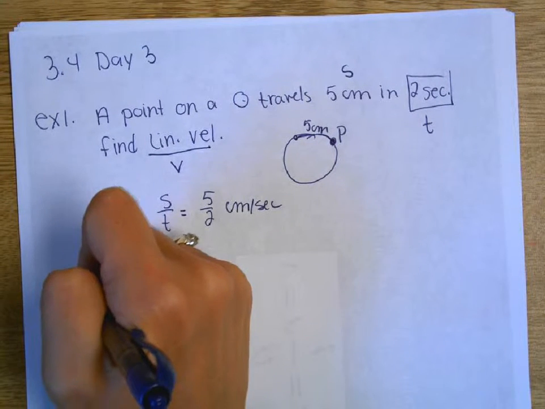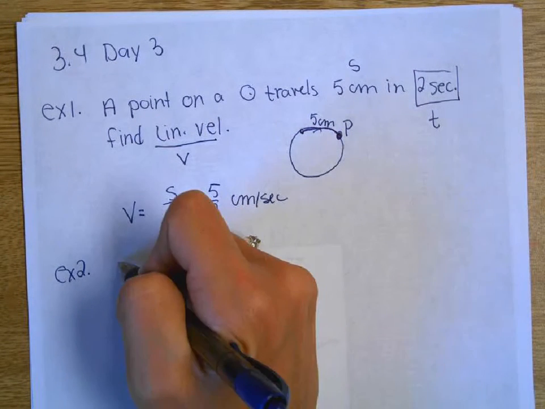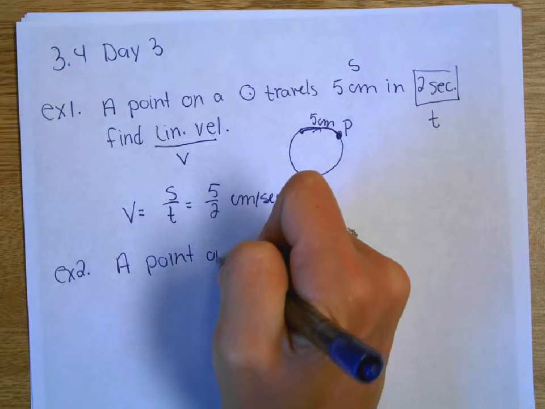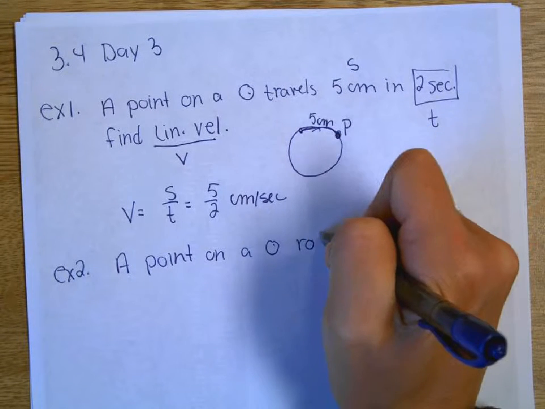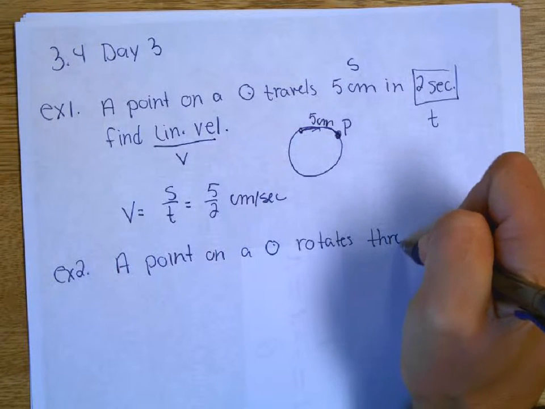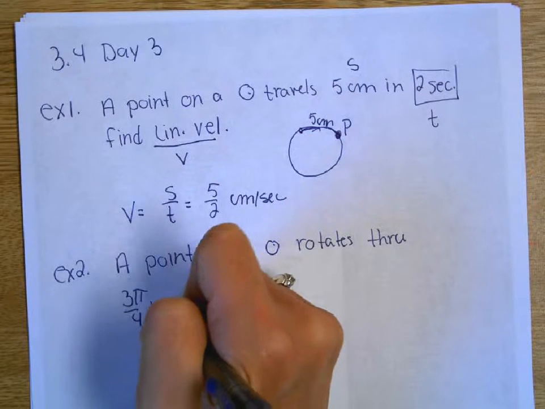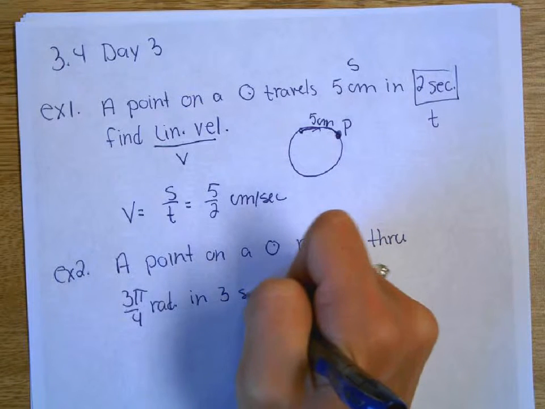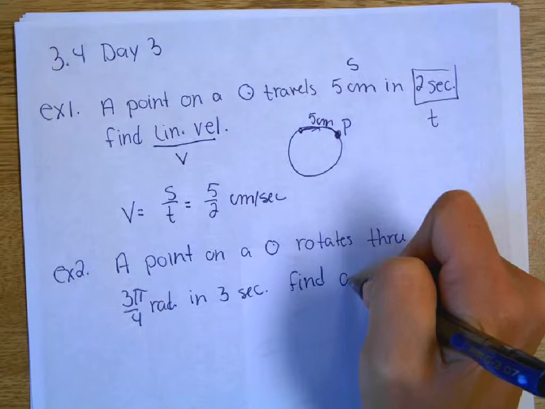Okay, number 2. How many examples are there? I think 4 or 5. A point on a circle rotates through 3 pi over 4 radians in 3 seconds. Can you find the angular velocity?